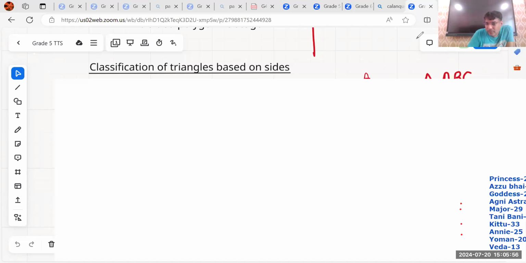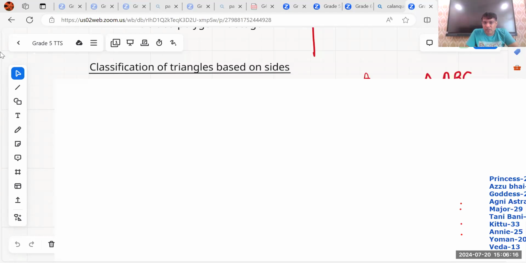Okay, beta, isosceles triangle means two equal sides. It does not mean one different side; there is a difference. All equilateral triangles are also isosceles. So you cannot say one different side, you will say two equal sides.